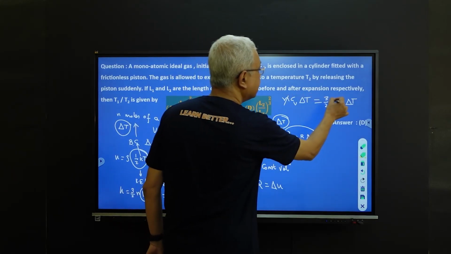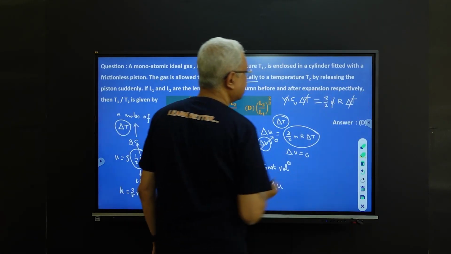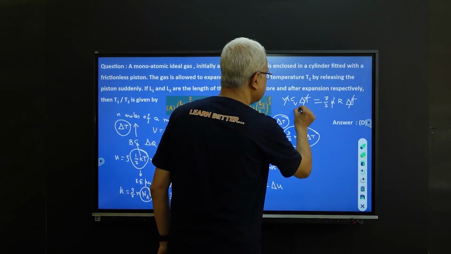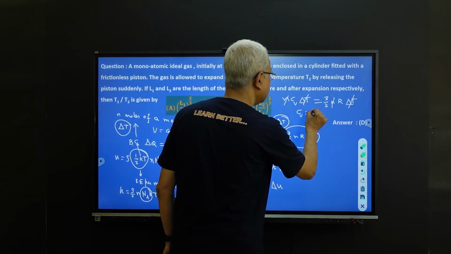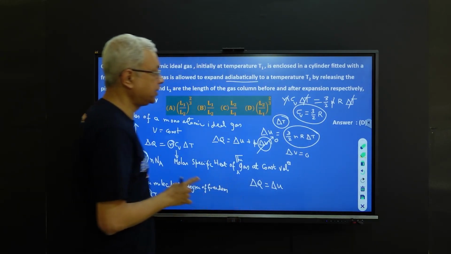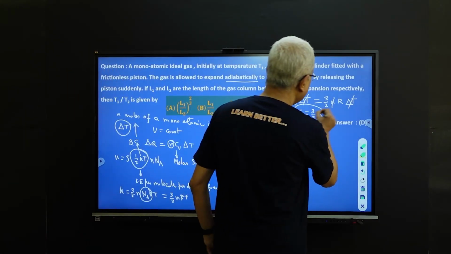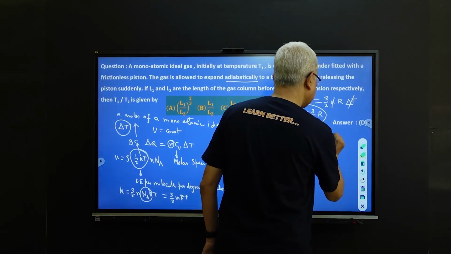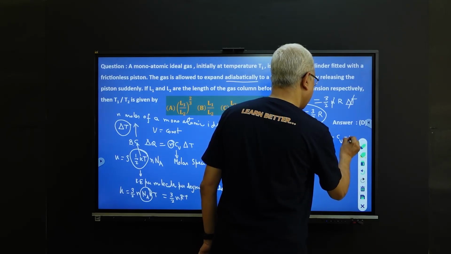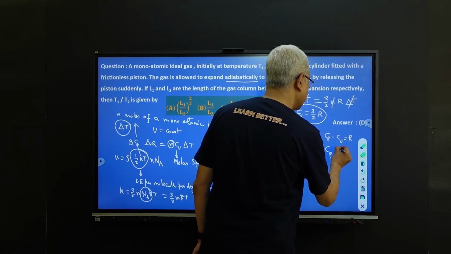So n cancels from both sides, delta T also gets cancelled. So I am finally left with 3 by 2 R. Molar specific heat of monoatomic gas at constant volume is 3 by 2 R. Cp minus Cv, you know it is R. Therefore Cp is 5 by 2 R.